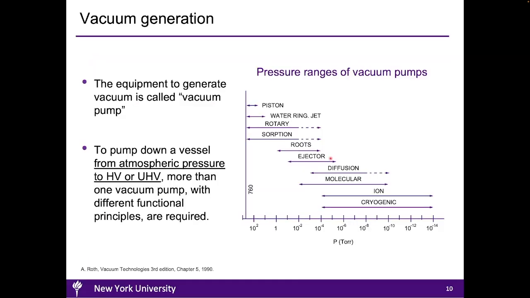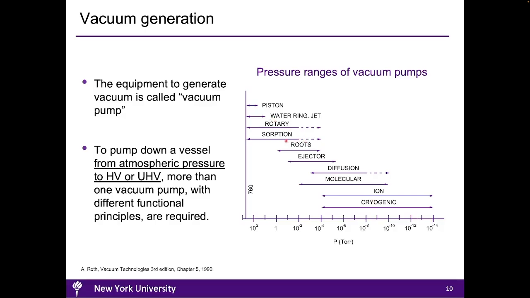Now that we know the significance of vacuum systems, it brings us to the question of how to generate vacuum. The equipment to generate a vacuum is called a vacuum pump. Various vacuum pumping mechanisms exist which provide different pumping capabilities, as illustrated in the graph on the right-hand side. The x-axis of this graph shows the pressure of the vacuum chamber ranging from the atmospheric pressure to ultra-high vacuum levels. Depending on the vacuum level requirements, different pumping systems can be employed.